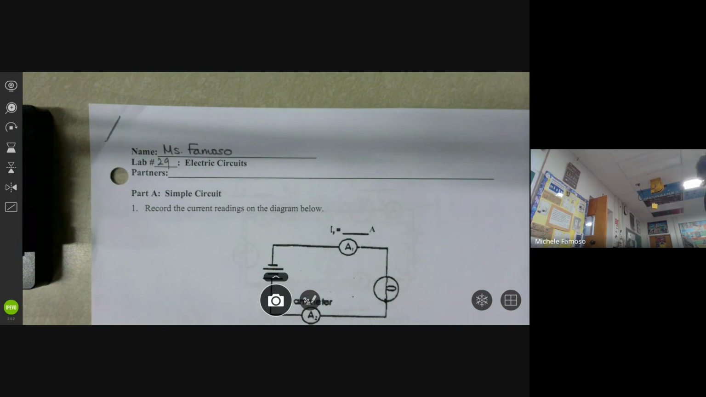Again, don't touch anything. If a light bulb goes out, let me know. Something's wrong. And if a meter is giving you a really weird number, like a 1 on the far left, call me over. That's something wrong too.